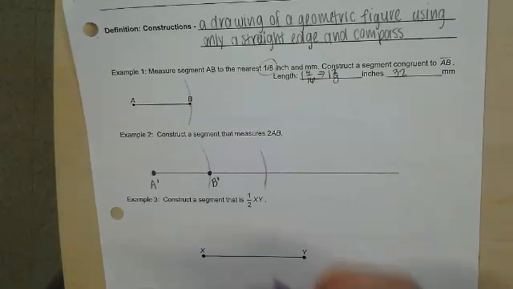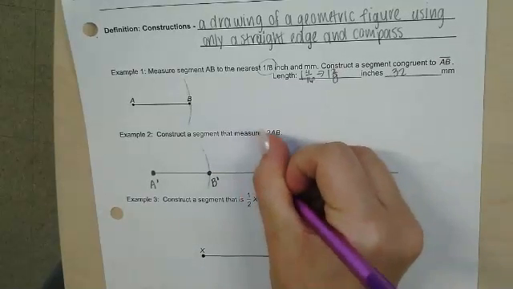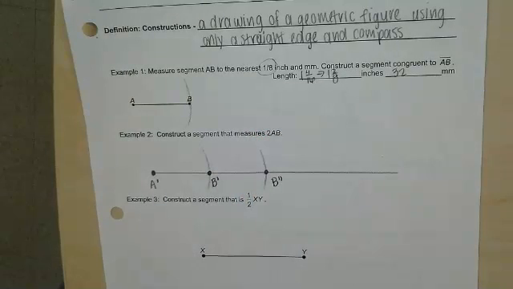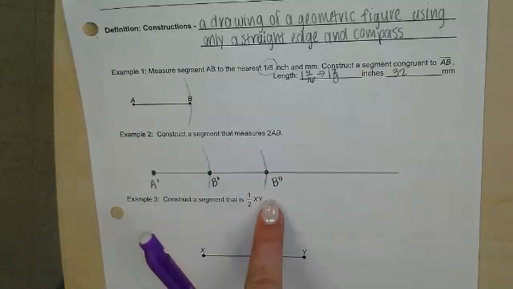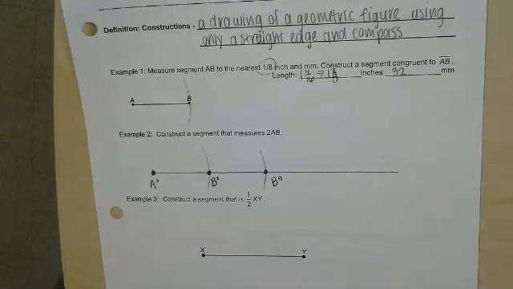Okay, this is a new point, so I am going to draw my point there, but I'm going to call this one B double prime. And now from A prime to B double prime is 2 lengths of AB.